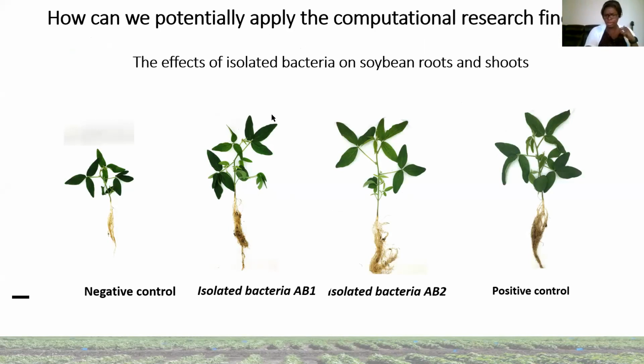This is treated with isolated bacteria, AB1, because I isolated it so I get to name it. One of the perks of science, when you isolate something that seems to be a bit novel, if you like, you can name it after yourself. Nobody would blame you for doing that. And isolated bacteria, AB2. See how these bacteria have been able to not only increase your root density compared to your negative control, they've also increased your shoots compared to your negative control, and we had a positive control.